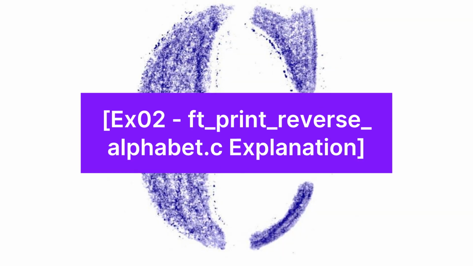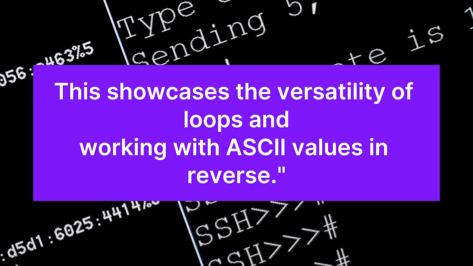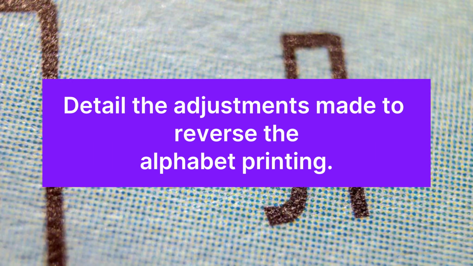X02. ft_print_reverse_alphabet.c explanation. In exercise 02, we reverse the alphabet, using a similar structure to X01 but starting from z and decrementing the value. This showcases the versatility of loops and working with ASCII values in reverse. Detail the adjustments made to reverse the alphabet printing.